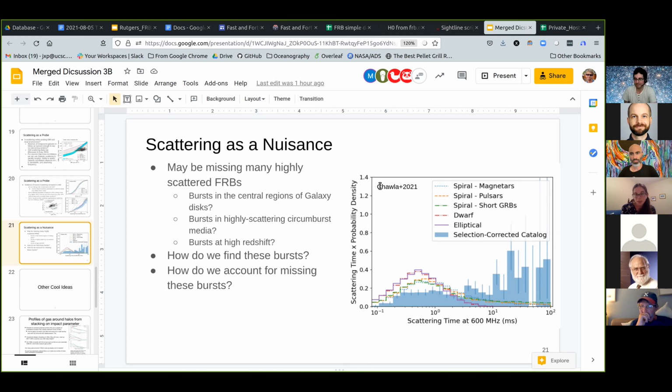So we've also talked a little bit about scattering erasing the coherent structure that we might want to use to look at gravitational lensing. So this is a question of: do we want to account for these? Do we want to find these? And how do we change our search to look for these bursts?